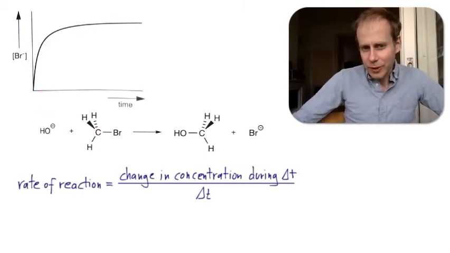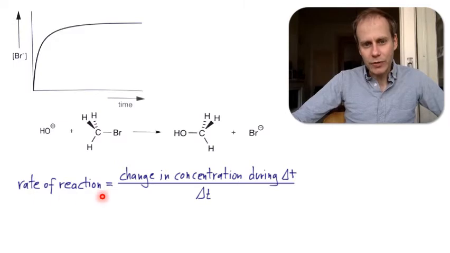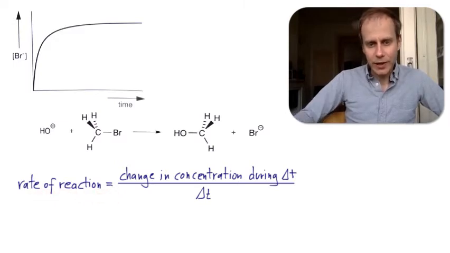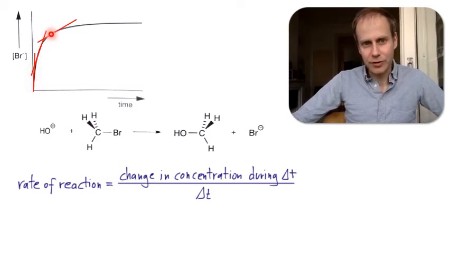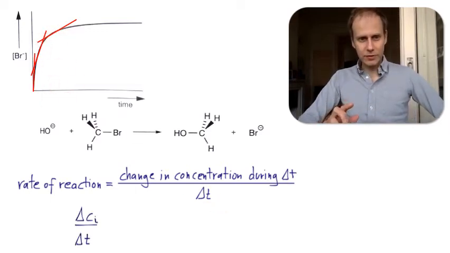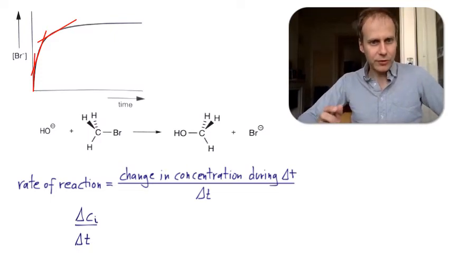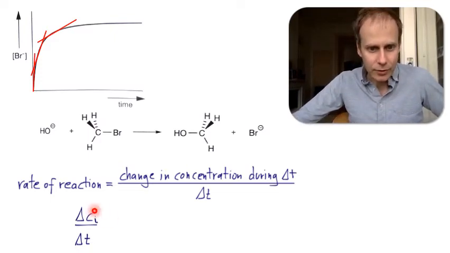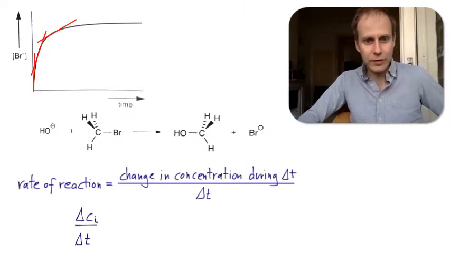With this we can define the so-called rate of reaction. The rate of reaction is actually the slope of this curve. I draw these tangents here, and their slope is the change of the concentration during a certain time interval divided by this time interval. So mathematically we can express it with this: delta C_i, where i is now here, for instance, the bromine, delta C bromine over delta t.